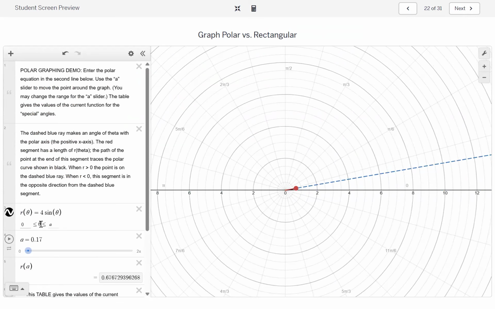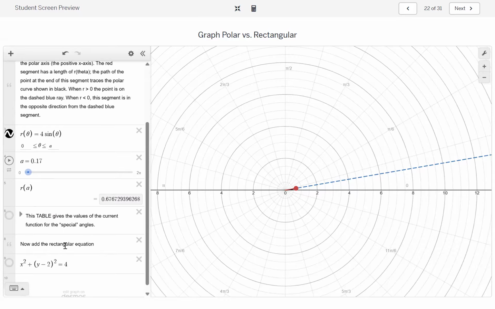And then underneath it, they're saying only graph it from 0 to a. And then we created an a slider. And then r of a is just telling us what the function value is for the a value. So a here is in terms of radians. So I can see as I move the slider, the graph is graphing.